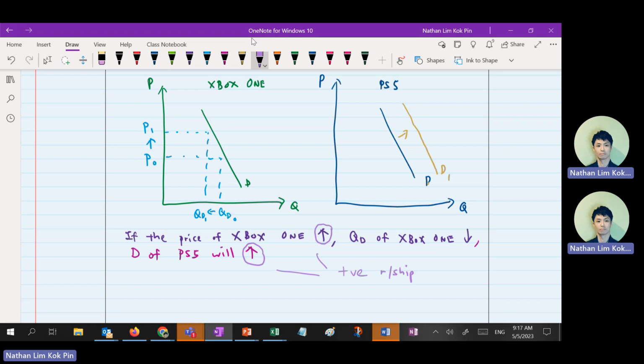Arrow. Must draw left and right together. Left and right. Why are you not drawing? Draw.